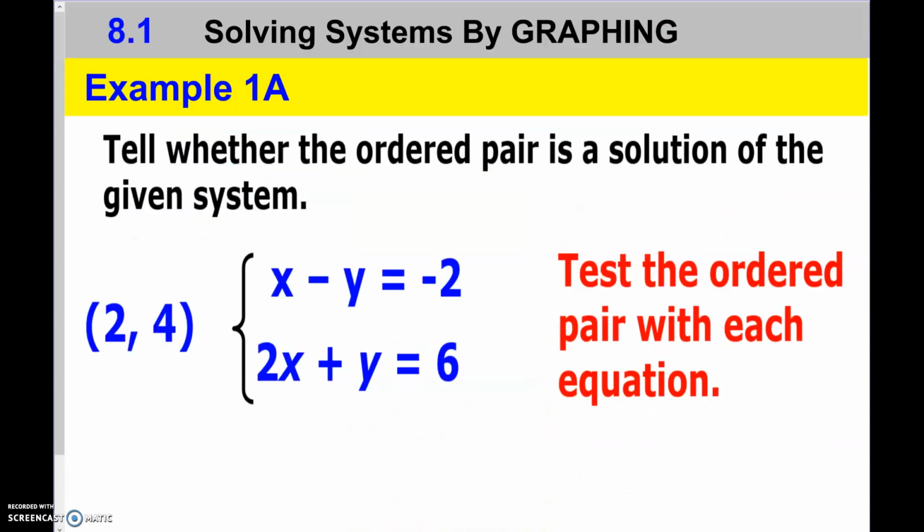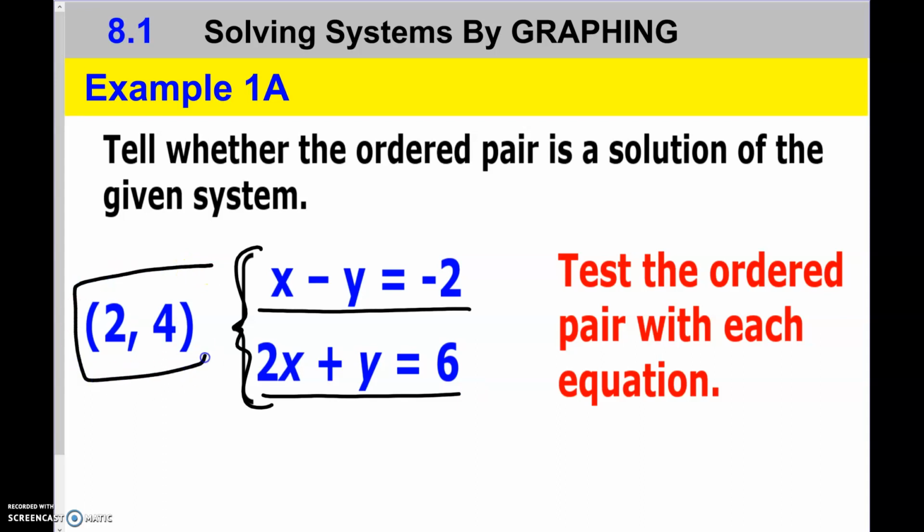In this first set of samples, they're giving you a system. This is our system. This equation and this equation, two or more equations. And they are giving you a solution. They're saying, hey, I'm giving you this ordered pair, 2, 4. If I graph these two lines and if they meet, is that point 2, 4? That's what they're asking us to find out. So in order to do that, what we're going to do is plug these numbers into the equation and do the math and see if it works.